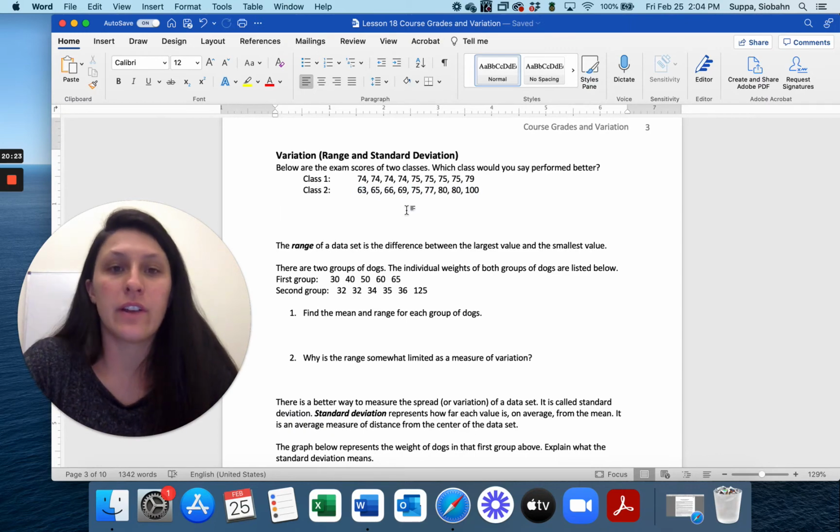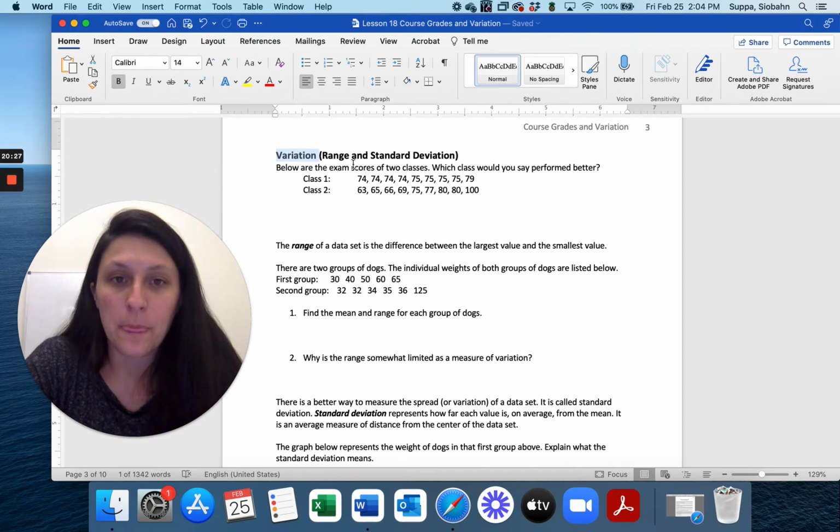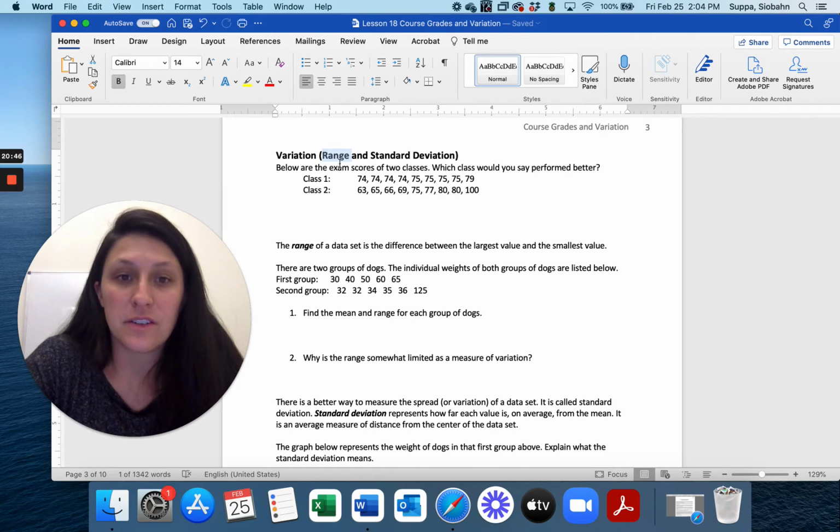So that's what variation does. It measures how spread out the data points are. There are two calculations for the variation. One is called the range, and one is called the standard deviation. I actually just calculated the range for you for these two classes. It's the biggest number minus the smallest number. So the range of class 1 is 5, and the range of class 2 is 37. So this is the easier statistic to calculate. Standard deviation is the harder one.